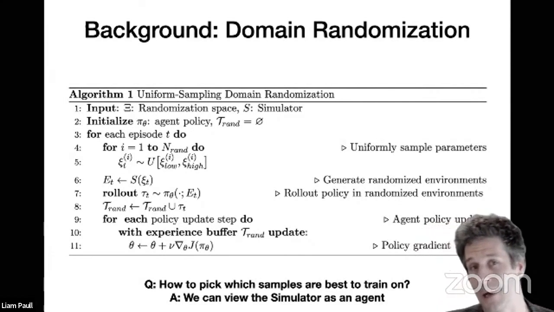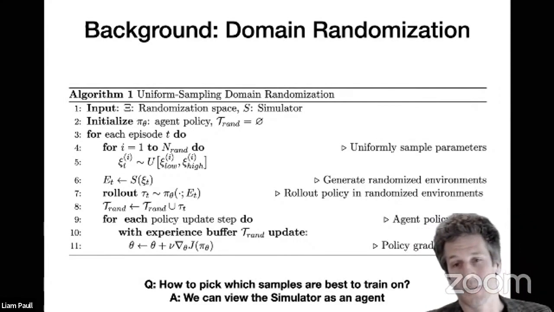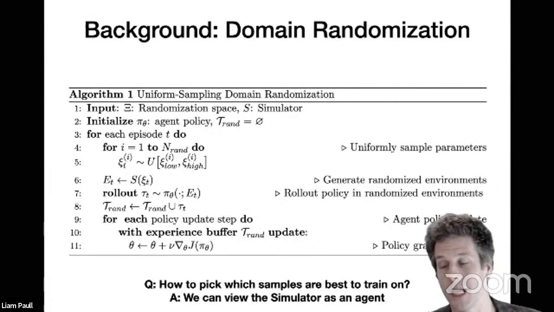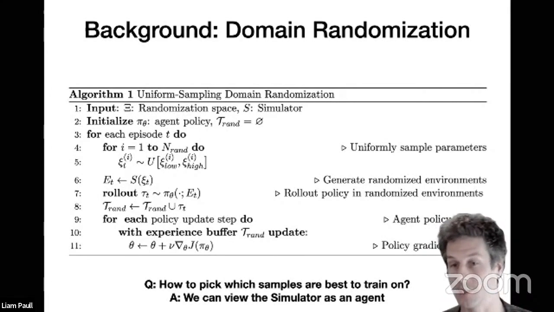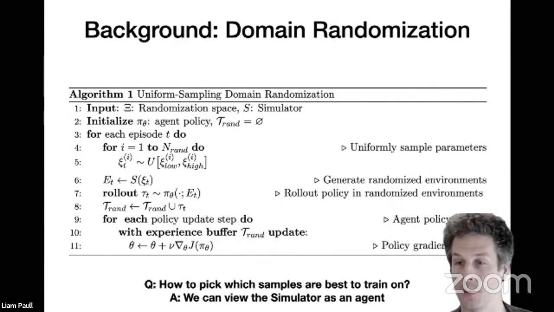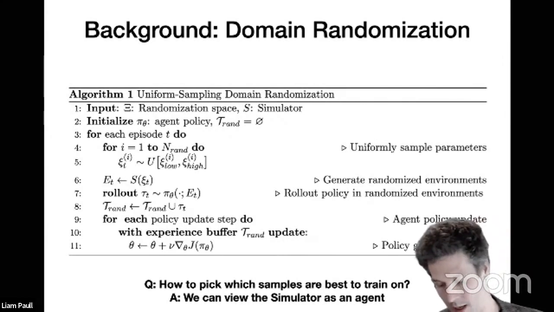I think the limitation here is that sampling uniformly from this parameter space may or may not be the right strategy. The question we were interested in answering is how to pick which samples are the best samples to train on. In other words, which simulation instances are the most useful. The answer is to think about the simulator as an agent, and we end up with this outer RL loop that operates over the simulator, teaching the inner loop agent.